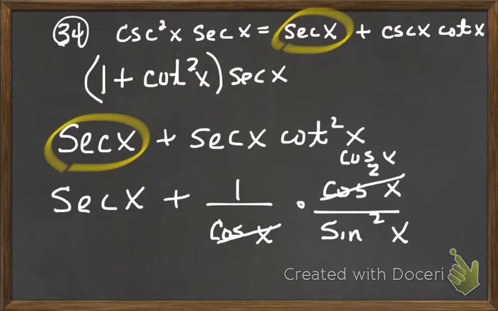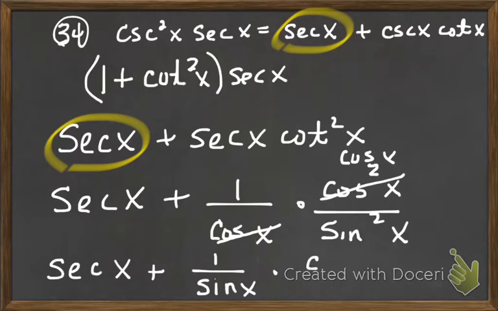How many signs do I have on the bottom? I have a sine times a sine. So I could take one of those signs and put it underneath the 1. And then I would have cosine over the other sine. Does that make sense?